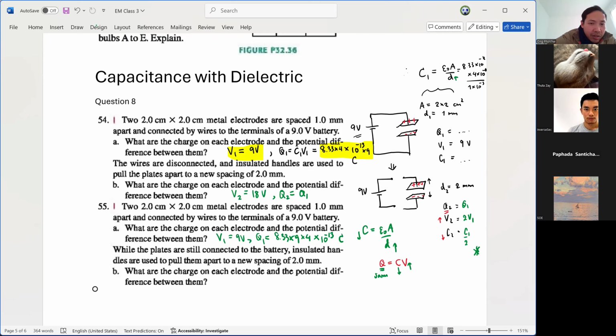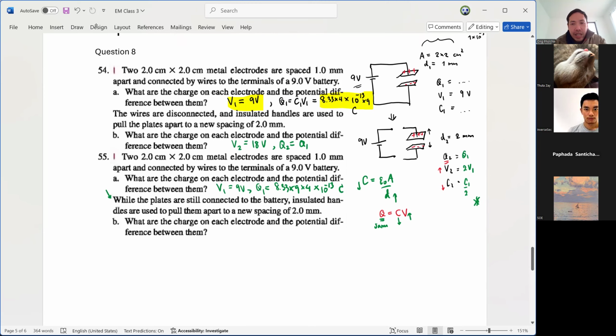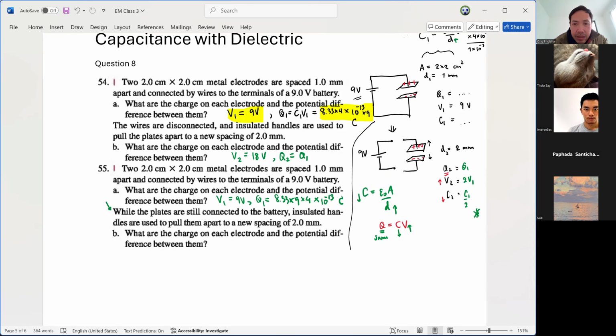And okay, the situation now is different. While the plates are still connected to the battery, you pull them apart to a new spacing of 2 millimeters. So the picture looks like this. You go from the original one like this, and then you make it like this. So you still keep it connected, and then you increase D. So D2 is gonna be 2 millimeter, but still connected to 9 volt.